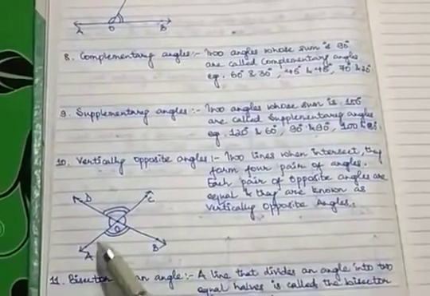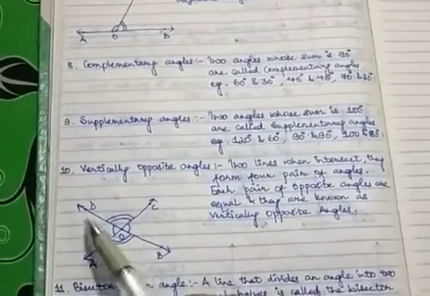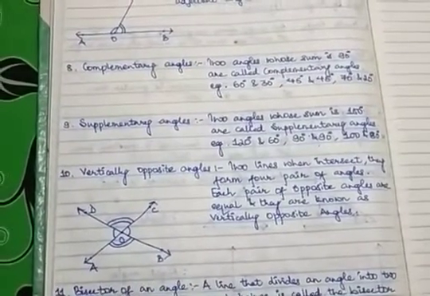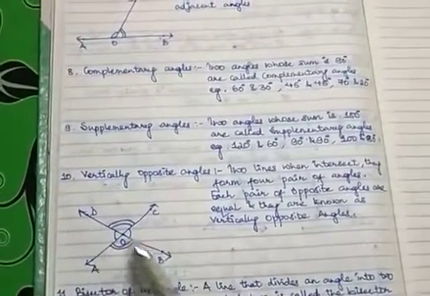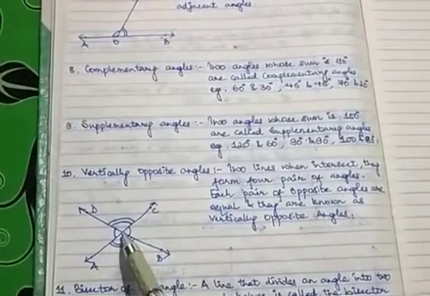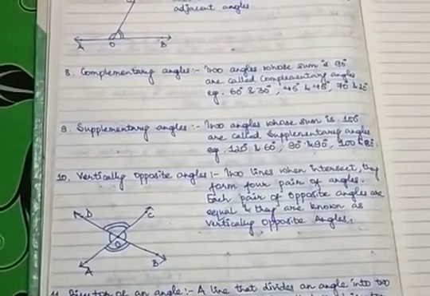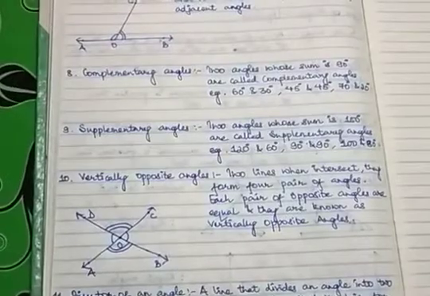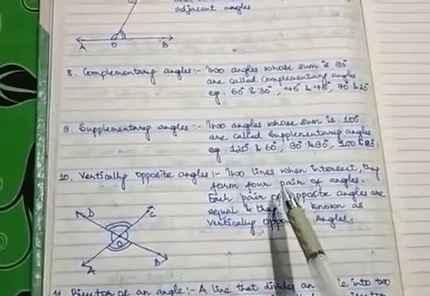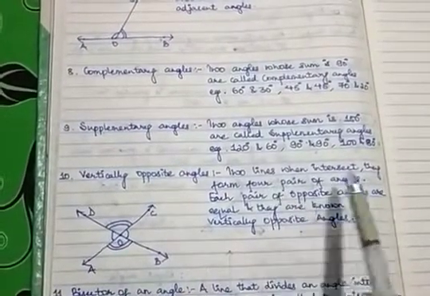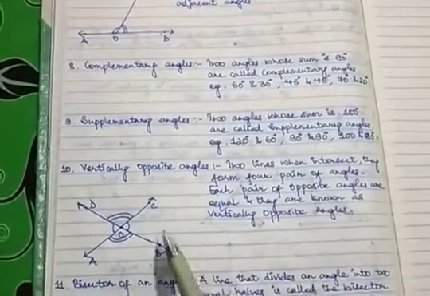So what I see here is AC, one of the lines, and BD, one of the lines. Two straight lines. When two lines are intersecting, they have intersected through a point O. They have crossed through a point O. At that time, they form four pairs of angles. So this is what they have formed.